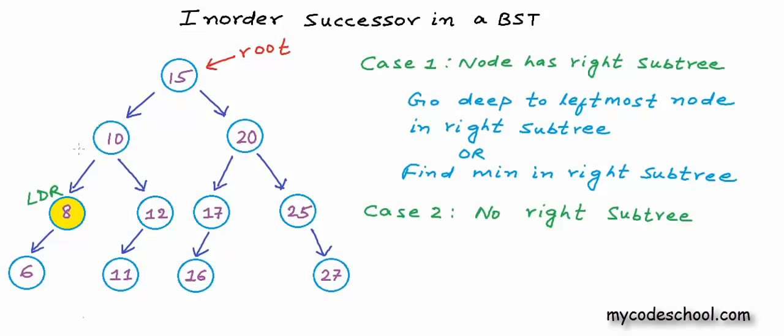Well, if you remember the simulation that we had done earlier, we need to go to the parent of this node. And if we are going to the parent from left, which is the case here, then the parent would be unvisited.